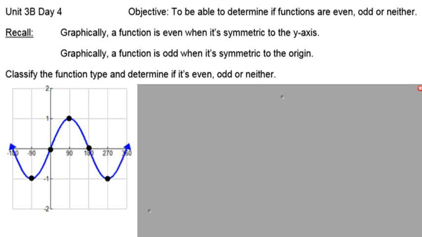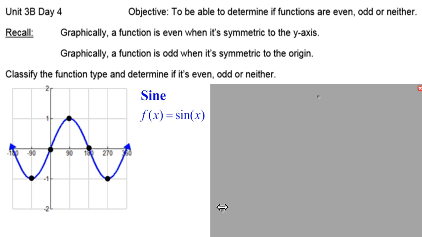Our last graph is a periodic function, and this is our sine function. Again, we have repeated values. Notice how our range is restricted between -1 and 1, and it cycles through our data.